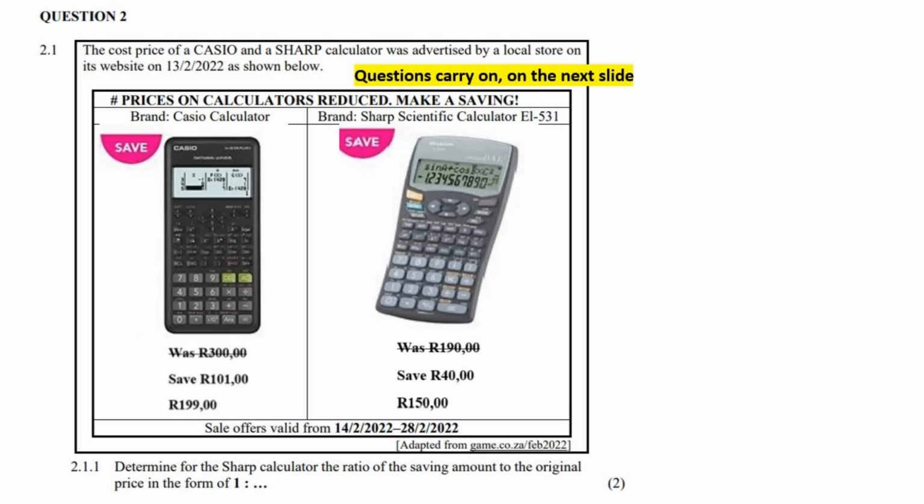The first question says, determine for the Sharp calculator the ratio of the savings amount to the original price. They said the ratio of the savings amount first. So what is the savings amount? It's 40 Rand. And then what is the original price? The original price is the 190. Now they want us to simplify it in the ratio so that it becomes a 1.